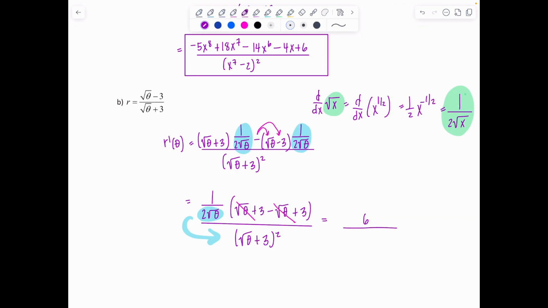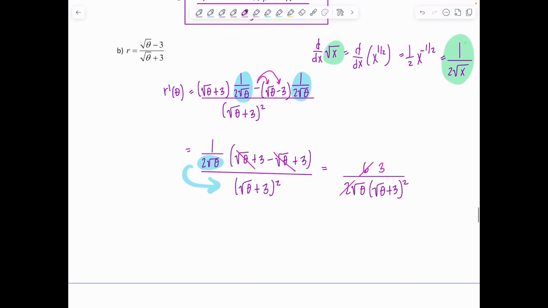Yes, 6 over 2 square root theta times square root of theta plus 3 squared, and then just cancel 2 with the 6, right? And then we are done. Oh, job well done, everybody. 3 over square root of theta times square root of theta plus 3 squared. Voila, box it with pride.